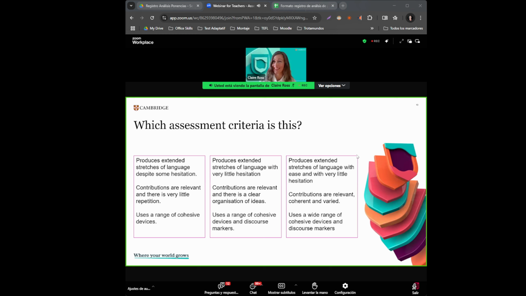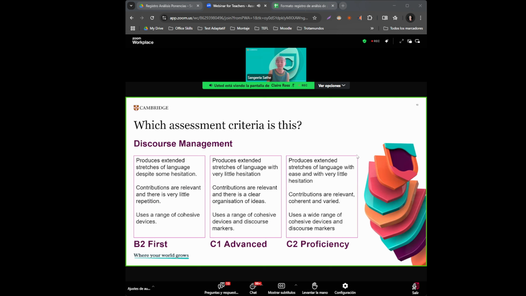Well done, well remembered. Okay, I think, yes, as you can see, most people are saying discourse management, and it is indeed. This is discourse management for B2 First, at C1 Advanced, and at C2 Proficiency. And I think it's quite useful to see them side by side and notice the differences. So this is the band 3 descriptor for each of these levels, and it's quite interesting to see how they vary as you progress up the levels.